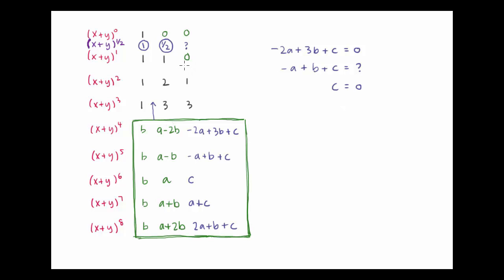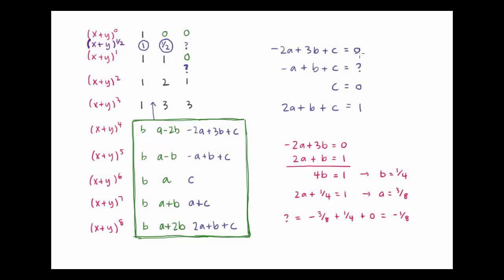Now there's another missing entry right here, which would correspond then to the expansion of x plus y to the 3/2, and that would match up with a plus c. So we want to match up this 1 with 2a plus b plus c. So 2a plus b plus c is equal to 1. This system of equations can be solved for a, b, and c, and then we can determine the question mark. That work is shown here, and the punchline is that the question mark is the number negative 1/8. That would be the third coefficient in the expansion of x plus y to the 1/2.